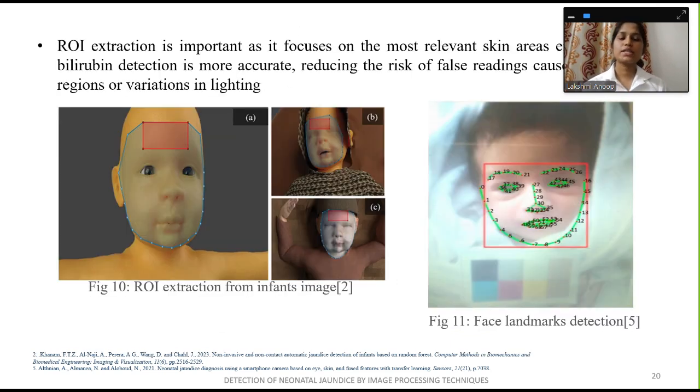So ROI extraction is important as it focuses on the most relevant areas for bilirubin detection, which will be more accurate, reducing the risk of false readings mainly, and it also reduces the variations in lighting by selecting the correct region from the image captured.